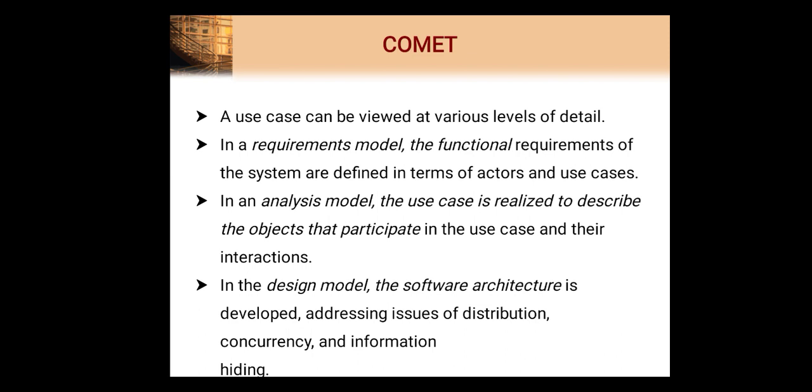Now there are three models which we use while describing the architecture of our software: the requirement model, then the analysis model, and then the designing model. In the requirement model, the functional requirements of the system are defined in terms of actors as well as the use cases, whereas in the analysis phase we describe our structure, that is the use cases, which realize and describe the objects that participate in the use cases and their interaction.